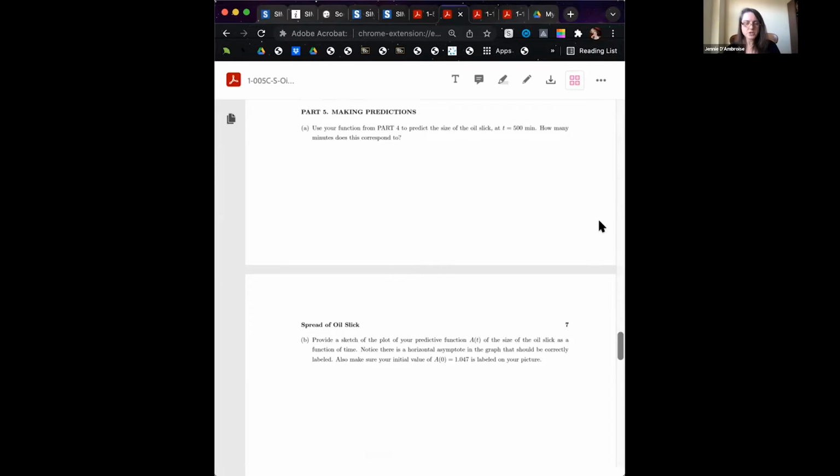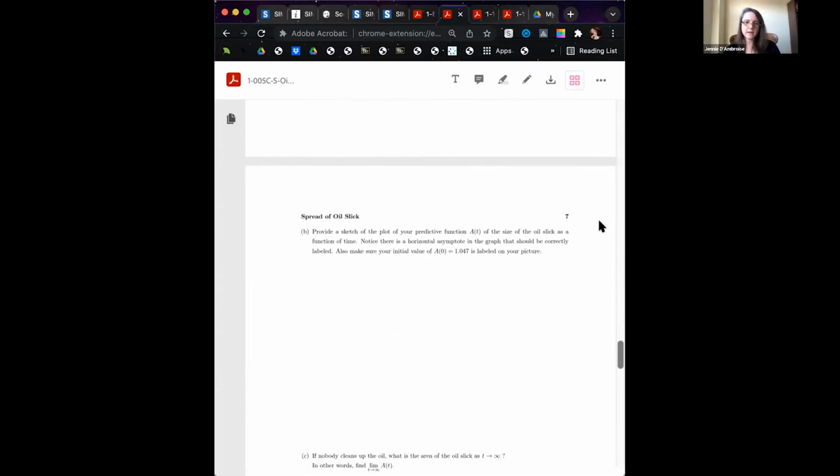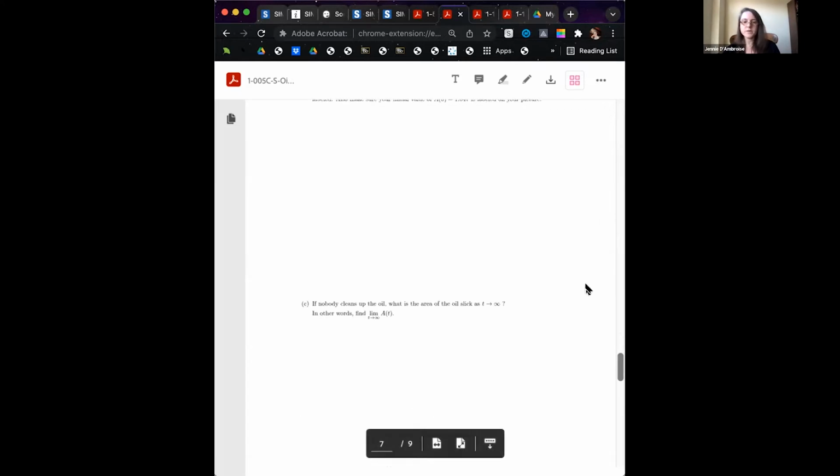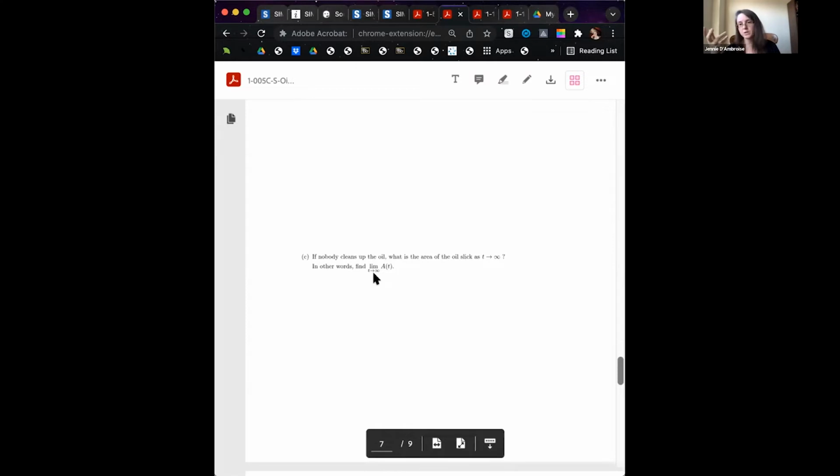I put some additional things in here, like, suppose that nobody cleans up the oil spill. Because this is calculus 1, you're doing a lot of limits, and I wanted to make sure that the students really understood what limits mean. So I said, okay, nobody picks up the oil spill, and what that means is the limit as t goes to infinity. So what does the area of the oil spill approach?